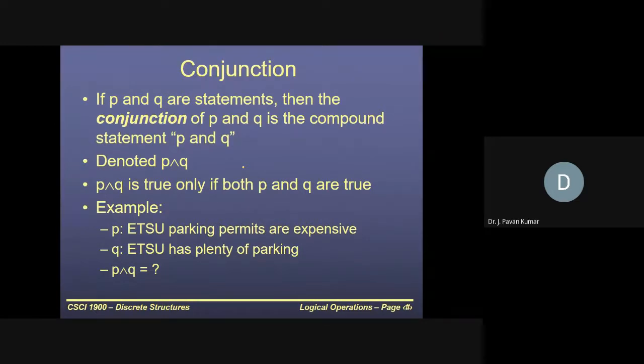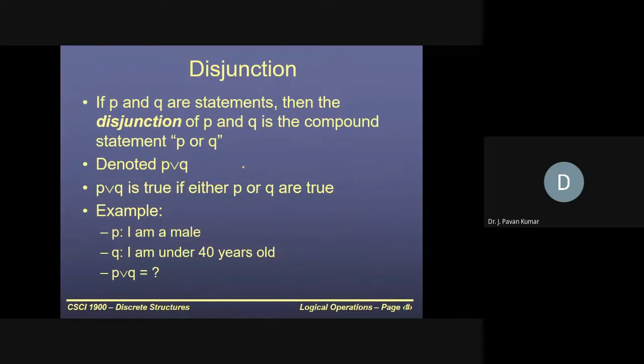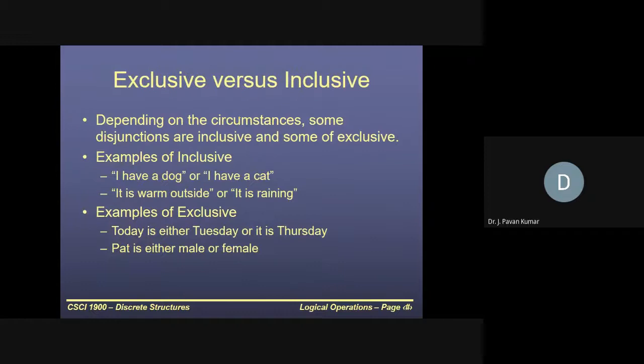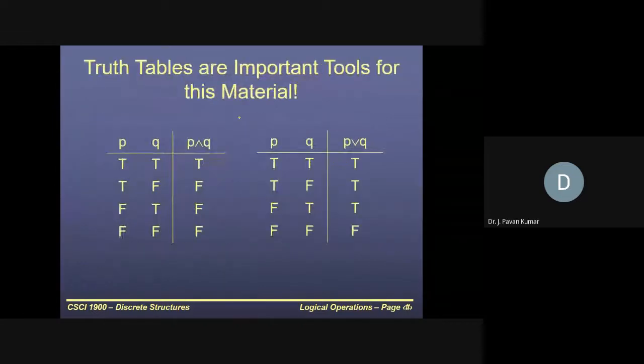Next, of course, we have seen conjunction, and disjunction we denote with or. And the truth table we can write like this: P and Q. For conjunction, whenever both are true, then only it is true. For disjunction, whenever both are false, then only it is false. In all the remaining cases, it is true. For conjunction, in all the remaining cases, it is false. So these are just truth tables.